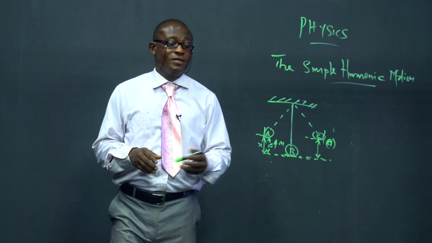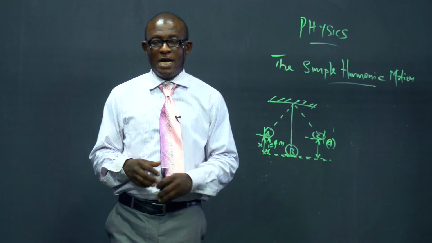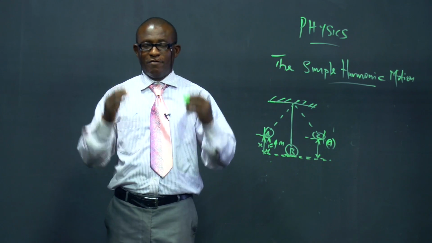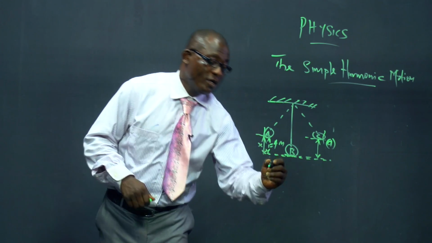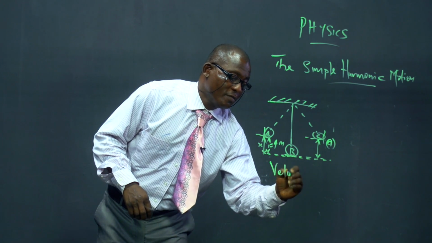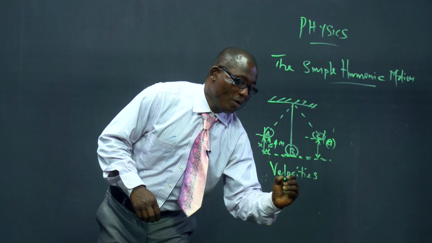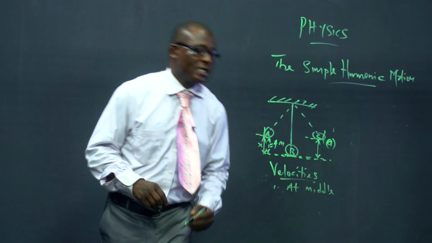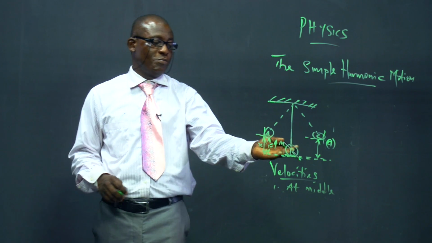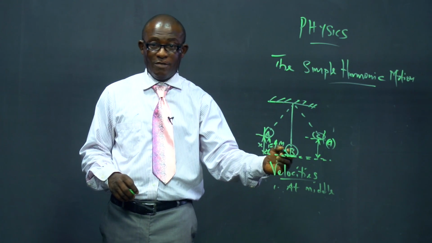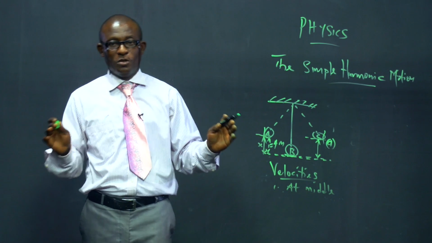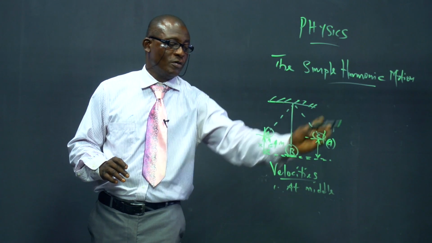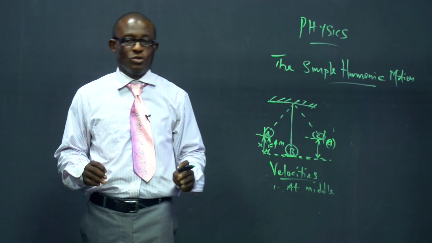Now, the third part of the question asks us to find the velocity at the middle and the velocity at the end. So we are looking for velocity. Let's look at the middle. What happens at the middle? At the middle, we have point B. There is no displacement. But the body will continue to move. The body will move past B, go to C, and come back to A.